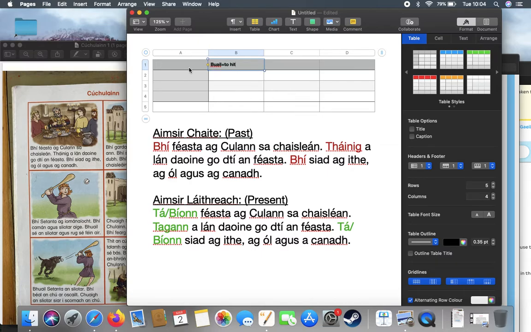I'm going to try and just change everything to a little bit bigger. How do I?